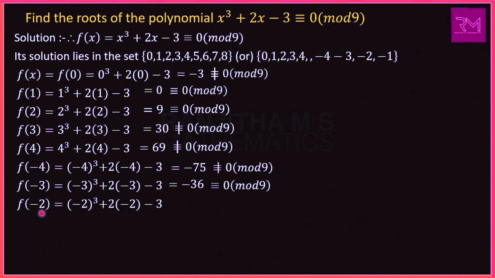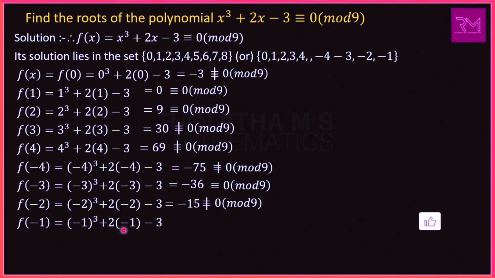So if we substitute x is equal to minus 2 means this value becomes minus 15. So minus 15 is not congruent to 0 mod 9, because 9 does not divide minus 15. In the similar way we have to find for f of minus 1. That is, we have to substitute x is minus 1, that becomes minus 1 whole cube plus 2 into minus 1 minus 3. Here minus 1 whole cube is minus 1 itself, plus 2 into minus 1 is minus 2, minus 1 minus 2 is minus 3, minus 3 minus 3 is minus 6. So minus 6 is not congruent to 0 mod 9, because 9 does not divide minus 6.